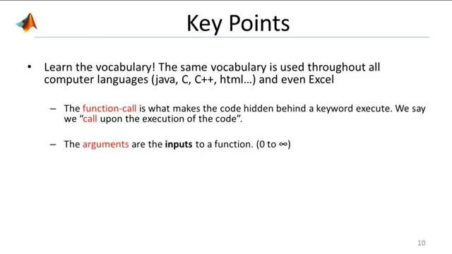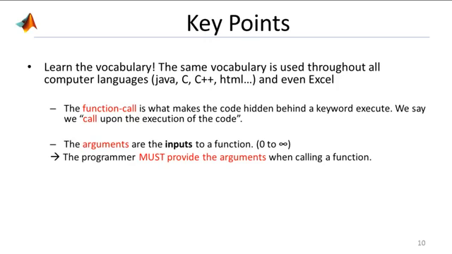The arguments are the inputs to a function. There can be 0, clc and clear have absolutely no arguments, or they can be infinite. fprintf has no limit to how many variables you can put. The programmer, however, must provide all the arguments when calling a function. Just missing one makes the function crash.